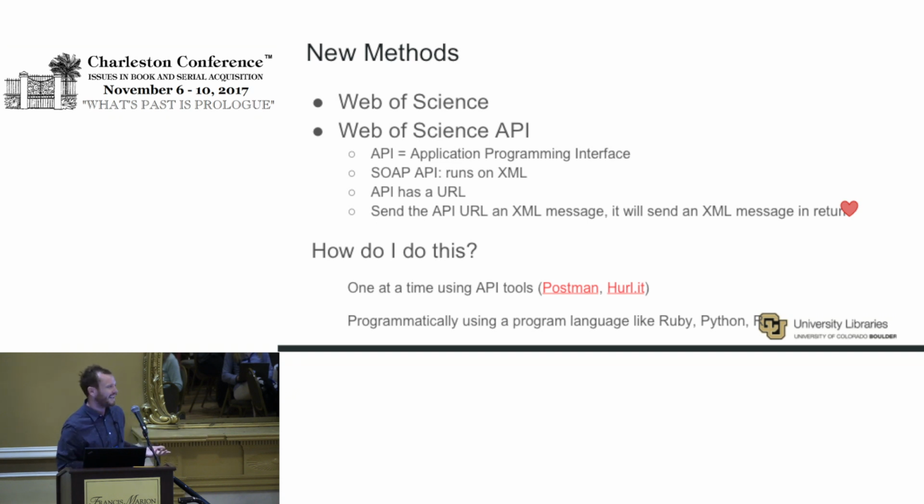And I like to say that I've had this kind of long-running, year-long love affair where I've been exchanging love letters with the Web of Science API. And so how do I do this? How do we send these letters back and forth?